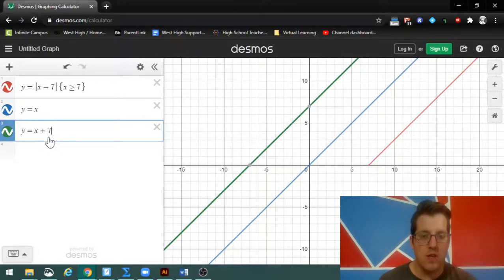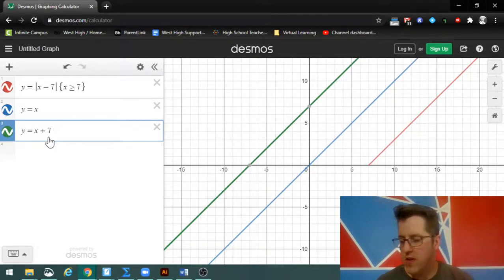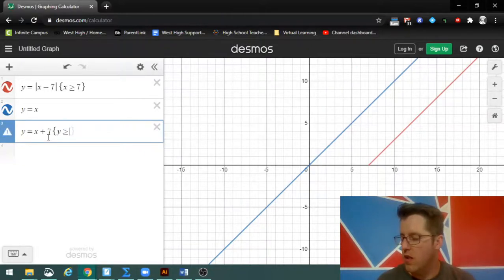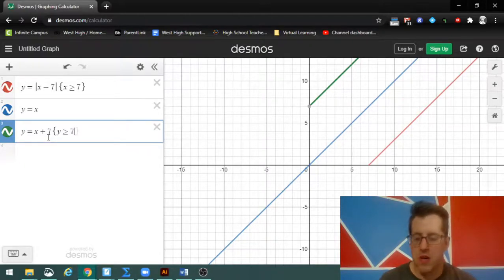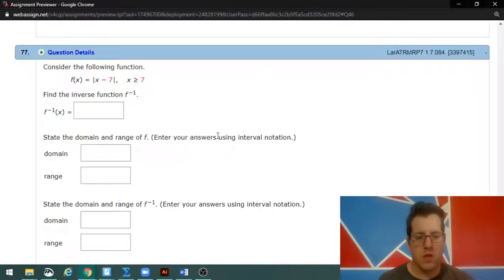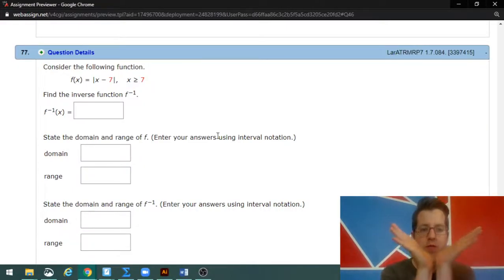Now, instead of having a domain restriction from 7 to infinity, this would have a range restriction that is greater than or equal to 7, which Desmos will actually allow you to type in. So for this problem, you have to know that you're talking about a ray, you know, half of the absolute value. If this is the absolute value, you're only talking about half of it.